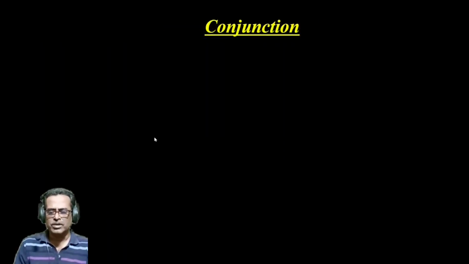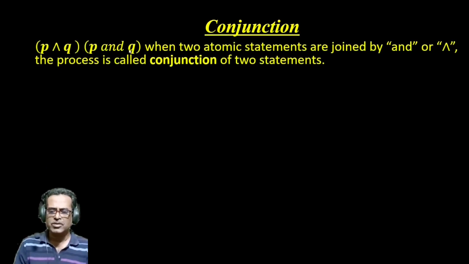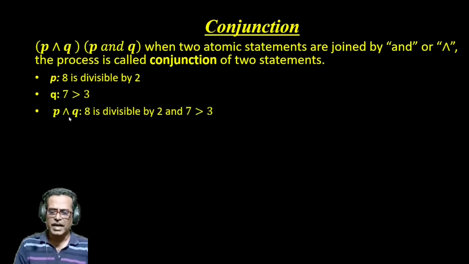Next, conjunction. "And" is called conjunction. The symbol is inverted V, or simply "and". When two atomic statements are joined by "and" or inverted V, the process is called conjunction of two statements. Now, the truth value of the conjunction statement. Suppose P: 8 is divisible by 2. Q: 7 is greater than 3. If we join these two by "and", this is P and Q: 8 is divisible by 2 and 7 is greater than 3. So this is the conjunction of the statements.